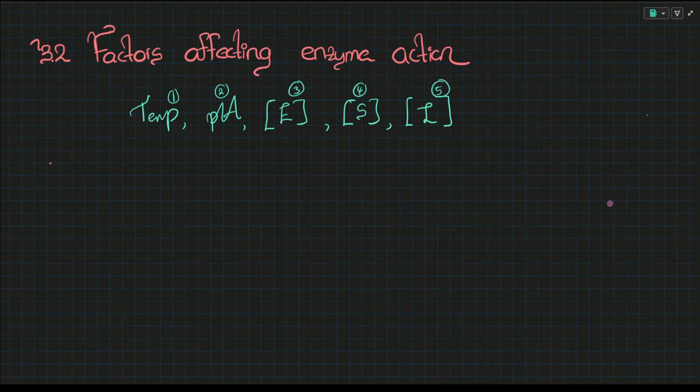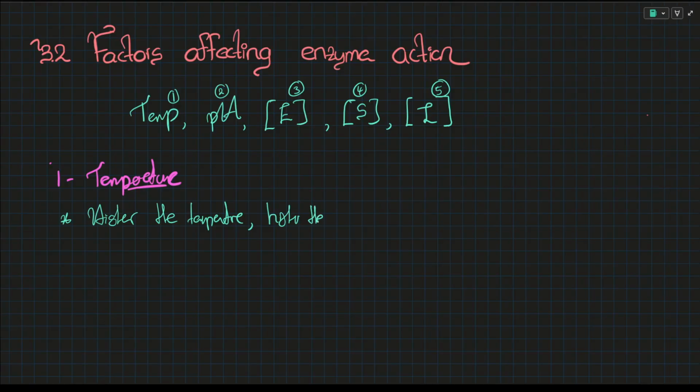Starting things off, let me reduce the pen size. The first thing that we'll be talking about is temperature. How exactly does temperature affect the rate of enzyme activity? We're going to utilize a little bit of physics here as well. We're going to be talking about something known as kinetic energy. The first statement I will give you is that the higher the temperature, the higher the KE. What does KE stand for? That would be kinetic energy.